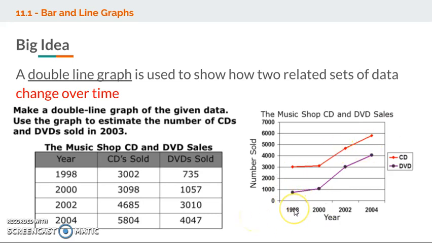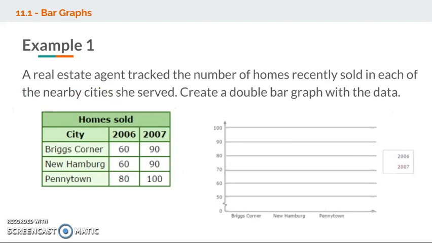So in 1998 for CDs, which is the red, we're at 3,002, and then 3,098, 4,685, and 5,804. And then you connect the dots with that color. And then you do the same thing for the DVDs. Okay, you put the dots, you connect them, and then you can compare visually, oh, what does that look like? Look at how much more CDs were sold in those years compared to DVDs, over those 4 intervals of years. So you're going to create not only the double line graph, but also the double bar graph.